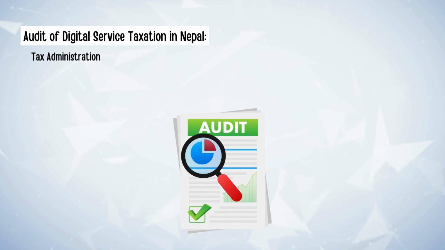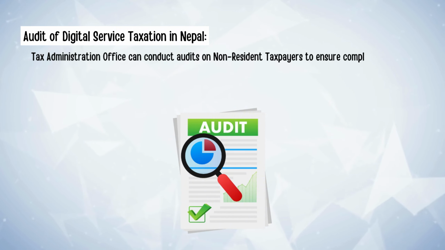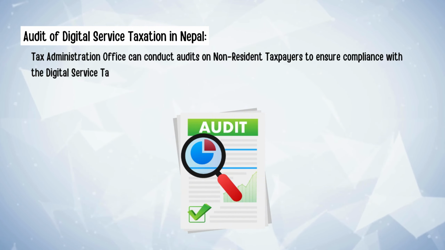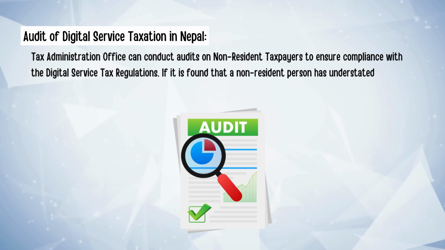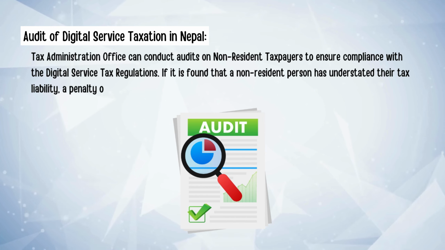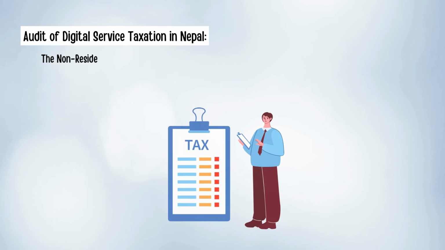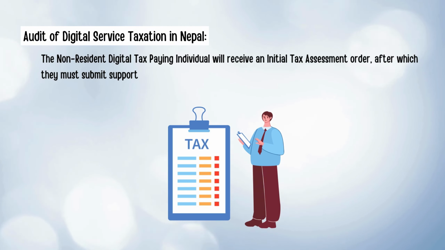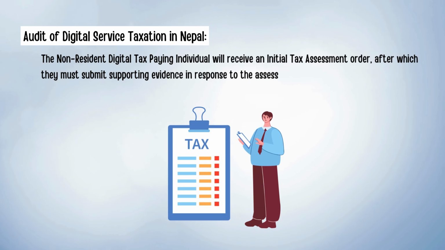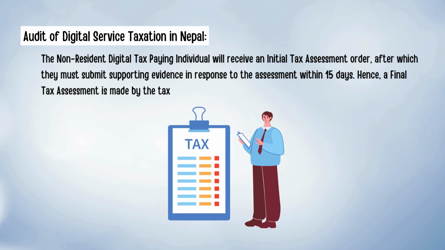The Tax Administration Office can conduct audits on non-resident taxpayers to ensure compliance with the digital service tax regulations. If it is found that a non-resident person has understated their tax liability, a penalty of 50% of the concealed tax amount is imposed. The non-resident digital tax-paying individual will receive an initial tax assessment order, after which they must submit supporting evidence in response to the assessment within 15 days. Hence, a final tax assessment is made by the tax officer.